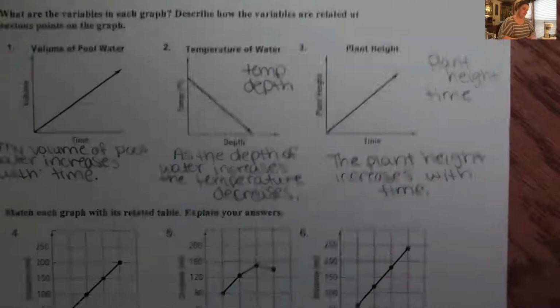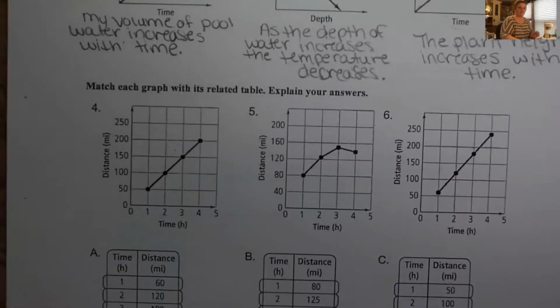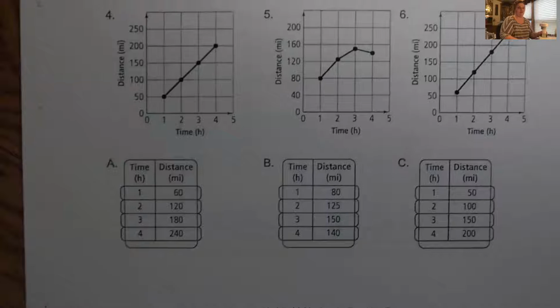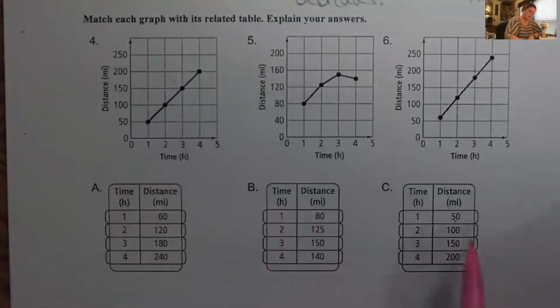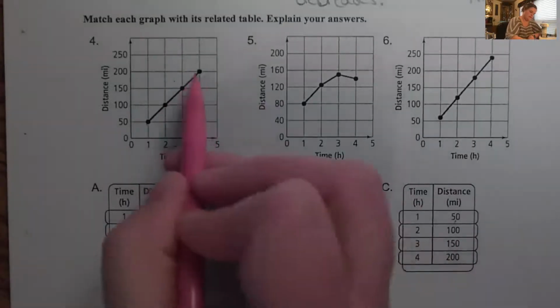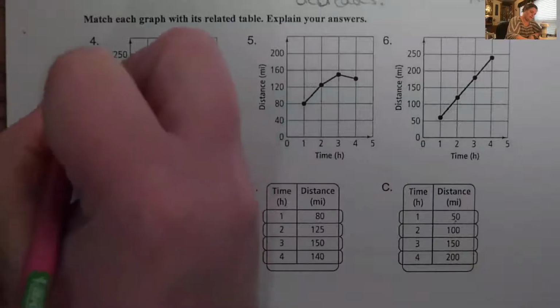Okay. Number four, match the graph with its related table. You don't actually have to explain your answers. So we have A, B, and C down here, and we're going to match the graph with either A, B, or C. At 1, it's at 50, so I need at 1, 50. It looks like C is going to be the right answer, but check to make sure. 2 is 100. Yep. 3 is 150. Yep. 4 is 200. Yep. So 4 is C.